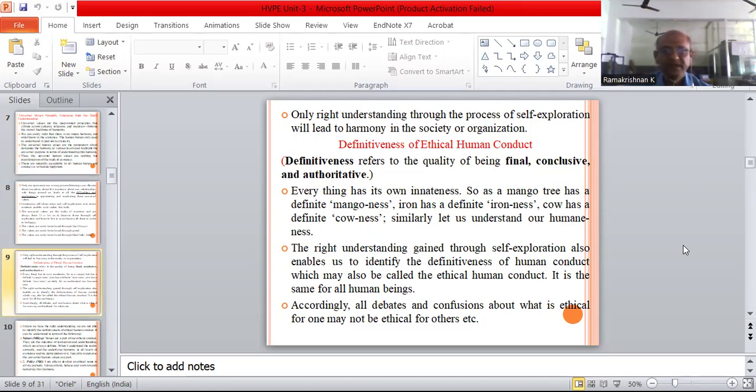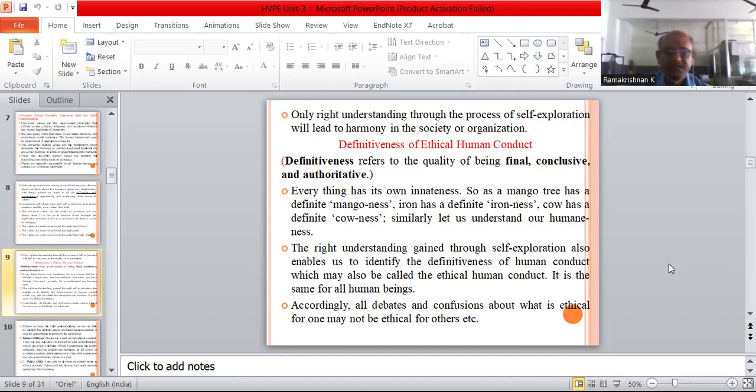So the right understanding gained through exploration enables us to identify the definitives of the human conduct. The right understanding revealed from the self-exploration is the core of the definitives. So we have to be on our own style. Accordingly, all the debates and confusions come from the difference.